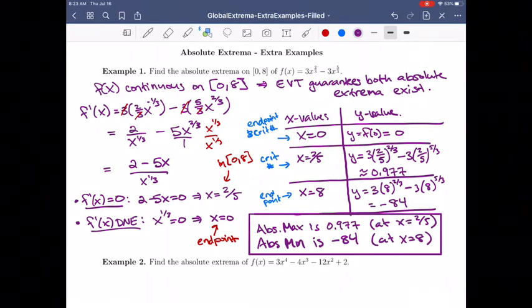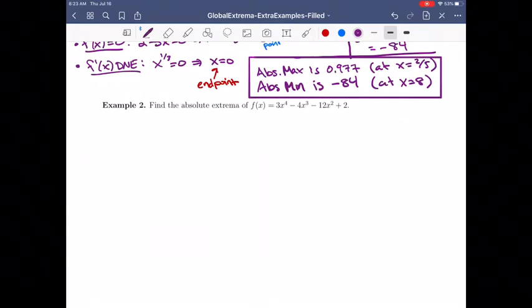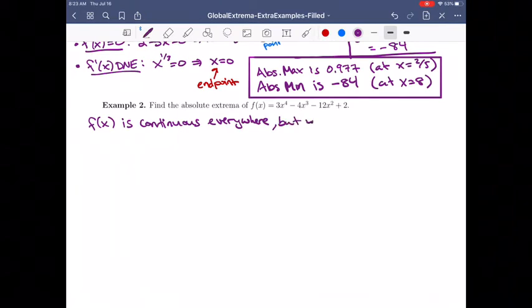Okay, let's try another example. Here we want the absolute extrema of this function. f of x is 3x to the 4 minus 4x cubed minus 12x squared plus 2. So here f of x is continuous everywhere because it's a polynomial, but we do not have a closed interval.